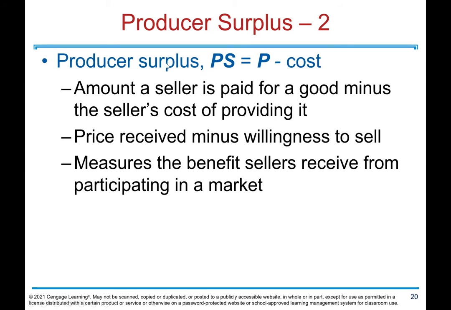Producer surplus, or PS, equals the price minus cost. It is the amount a seller is paid for a good minus the seller's cost of providing it. Price received minus willingness to sell. It measures the benefits sellers receive from participating in a market.